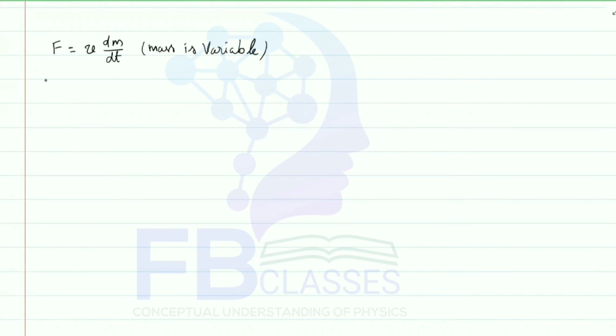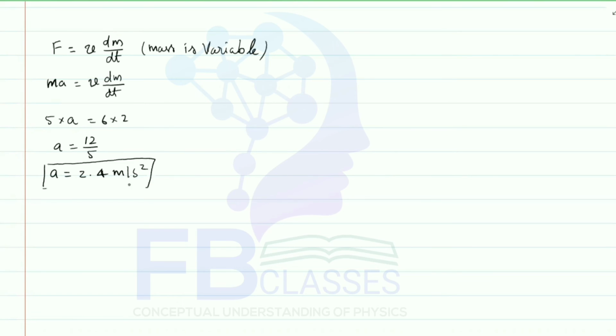Now F is equal to ma, so ma is equal to v dm/dt. Understand? So mass is 5, into a, that is equal to v, which is already given, 6, into dm/dt, which is given as 2 kg per second. Yes or no? Now a is equal to 6 into 2 by 5. So a comes as 2.4 meter per second square. That is our answer. Okay.